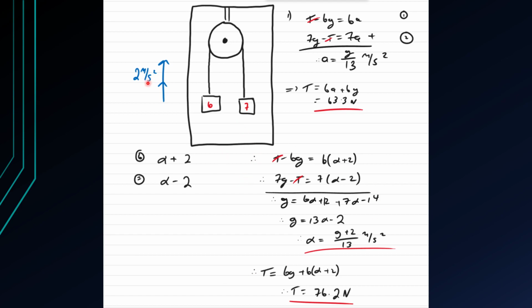So our pulley is accelerating upwards at 2 meters per second squared. Now the 6 kilogram mass is already accelerating upwards, so the 6 kilogram mass will accelerate faster, whereas the 7 kilogram mass will be accelerating slightly slower.